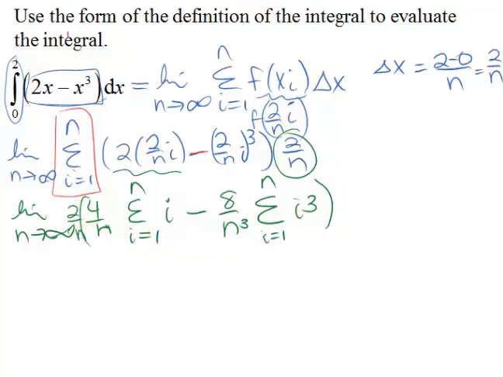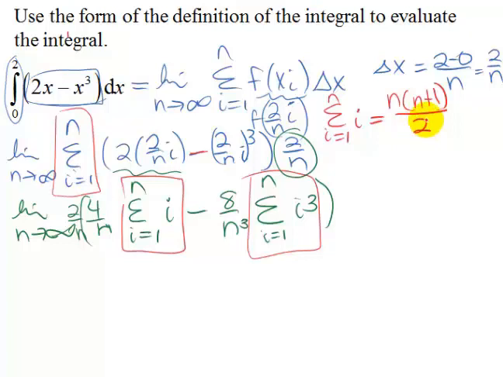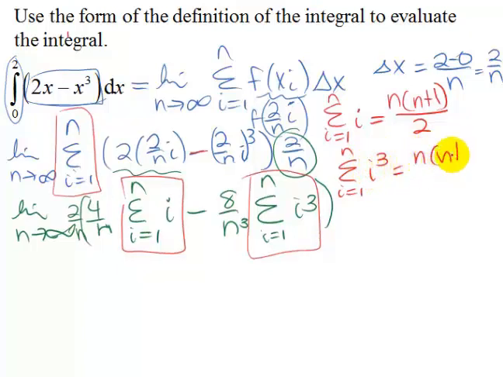Now we have the formulas. We have a formula for this particular summation, and we also have one for this particular summation. I'm going to list those. We were given the sum of i from i equals 1 to n, and that equals n times n plus 1 over 2. And we also have the sum as i goes from 1 to n of i cubed, and that one was n times n plus 1 over 2, the quantity squared. So we can replace both of those summations with that, and let's write down what we've got.